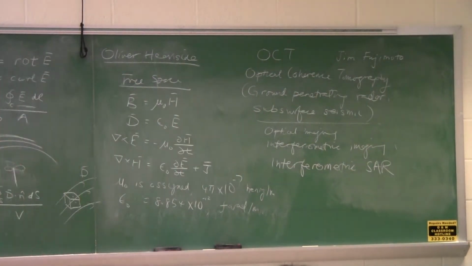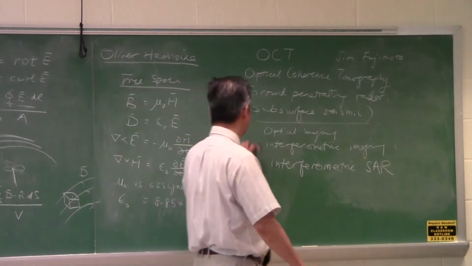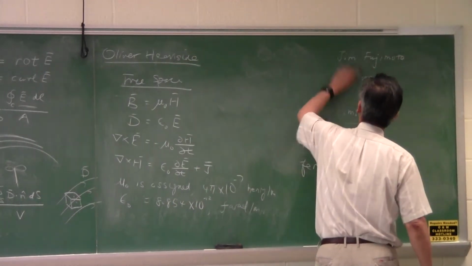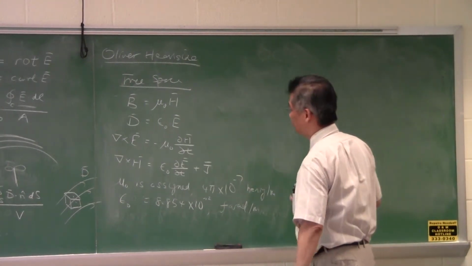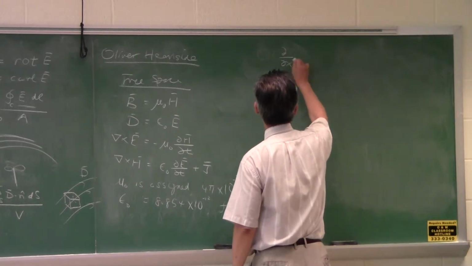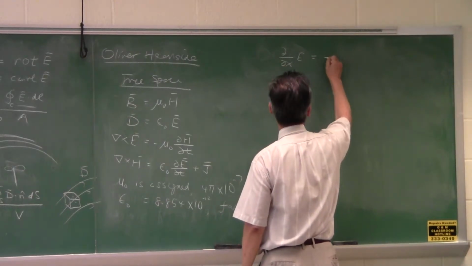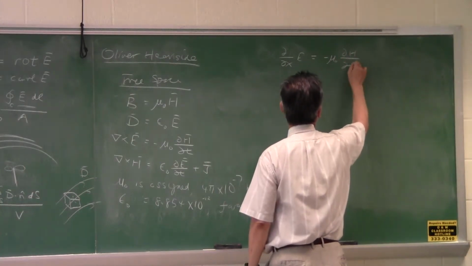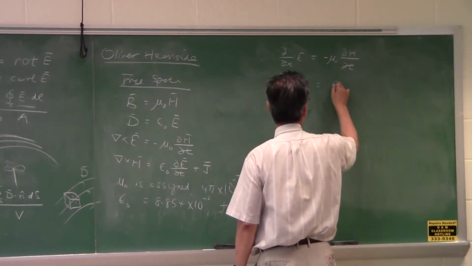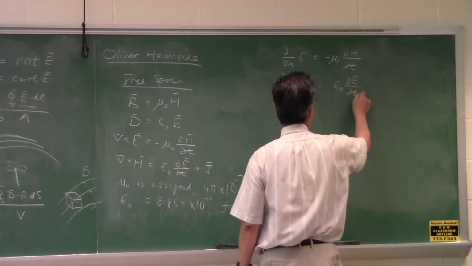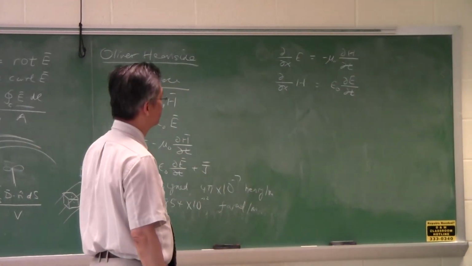Okay, so why is epsilon naught measured, and then why is mu naught assigned? Why is it that we can assign mu naught to be something, and then we have to determine epsilon naught by measuring the speed of light? Essentially, if you have a simplified Maxwell's equation that I write in this form, dE/dx is equal to minus mu naught dH/dt, dH/dx is equal to epsilon naught dE/dt. Say I have this simplified Maxwell's equation in one dimension and so on.